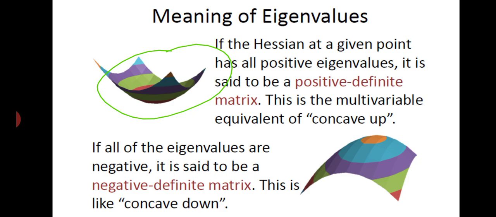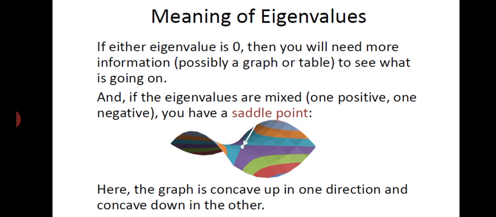Now it is also possible that when you calculate the eigenvalues, some values may be positive and some may be negative. Another possibility is that an eigenvalue is zero. If all the eigenvalues are zero, then you will need more information to see what is going on. And if the eigenvalues are mixed, that is, some are positive and some are negative, then you have a saddle point.